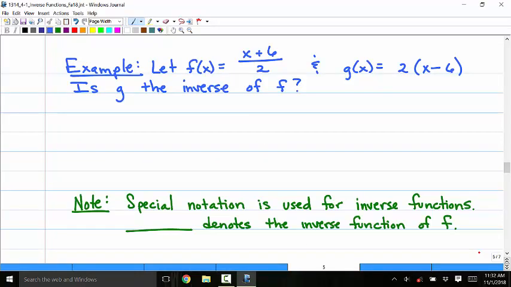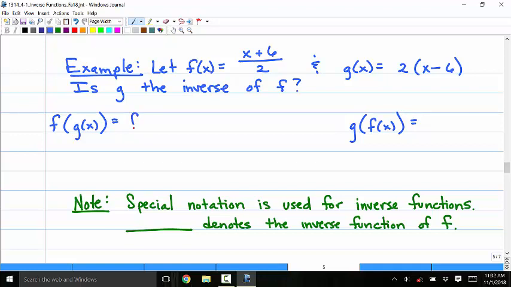Let f be x plus 6 all over 2. Let g be 2 times the quantity x minus 6. Is g the inverse of f? Two things. You need to show f of g of x is equal to x, and g of f of x is equal to x.